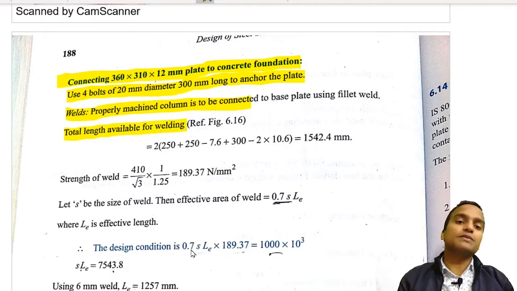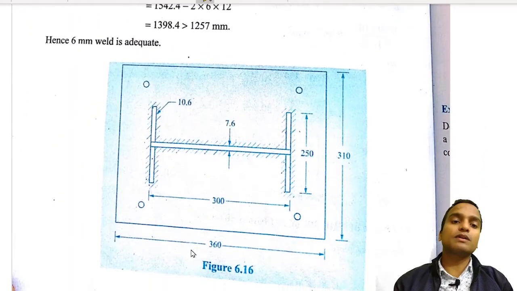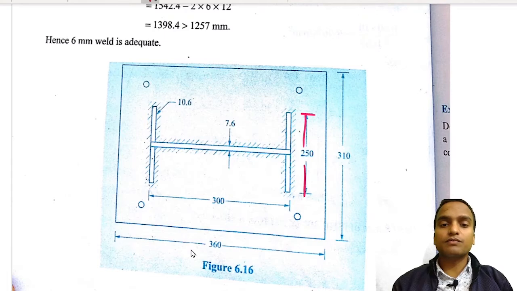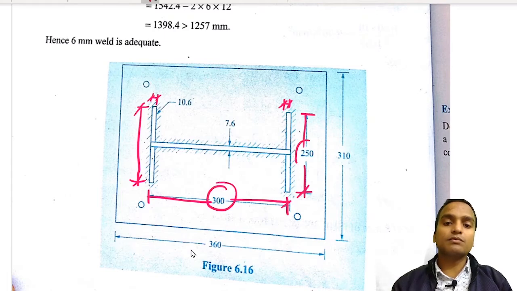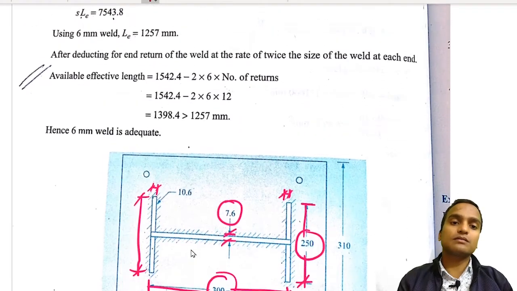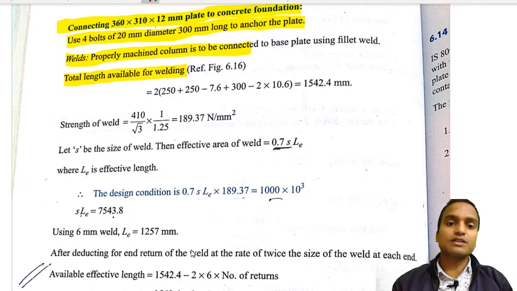welding can be calculated. If you see this diagram, how much total length for welding is available? If you check this diagram, we can do welding here 250 mm into 250 mm, okay, and then this 300 mm. Add all these three values, and then you have to deduct this thickness value, because this 10.6 here has to be deducted, this 10.6 again has to be deducted from 300, and from this 250 this thickness has to be deducted twice, all right, or at least once only.